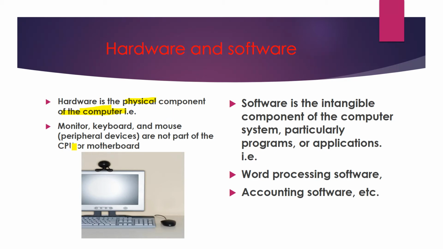So these are called peripheral devices, while software is the intangible component. Intangible means we cannot touch it. It is the part of the computer system made up of programs or applications, for example word processing software, accounting software, etc. We cannot touch these things. So this is the intangible component, while if we can touch it, it is called the tangible component.